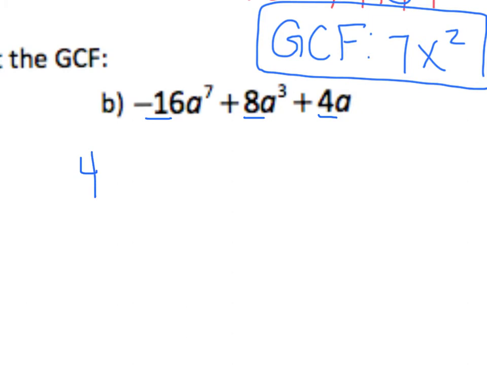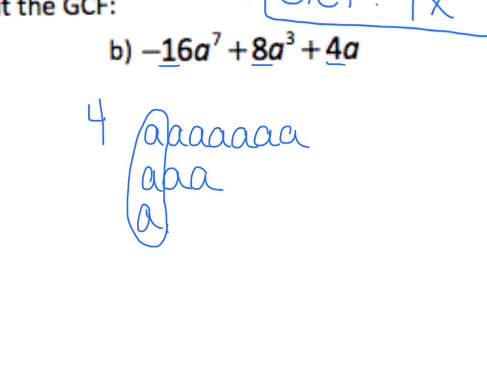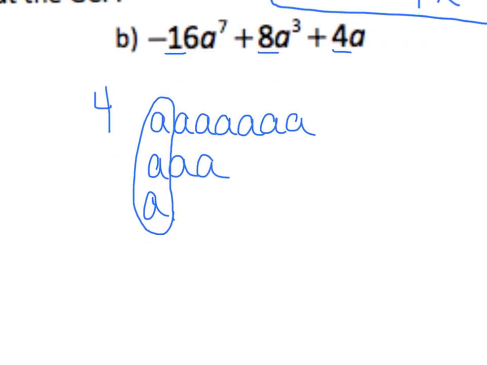And then we've got 7 a's here. Three a's in the second term and 1 a in the last term. So the most they have in common is just 1 a. So the greatest common factor is going to be 4a.